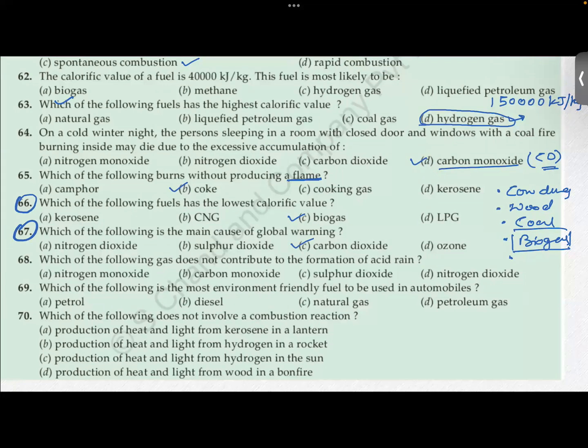Next question is, which of the following is the most environment friendly fuel to be used in automobiles? Question number 69. See this one. The natural gas. Very good. Last question. Which of the following does not involve a combustion reaction? Read the options carefully.